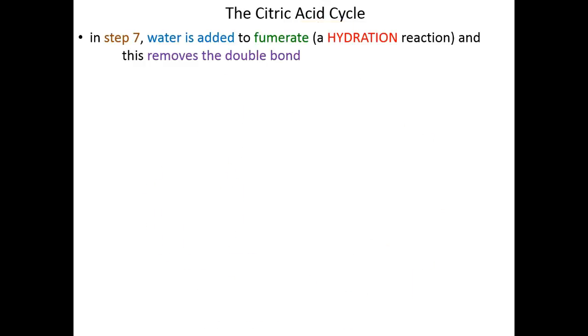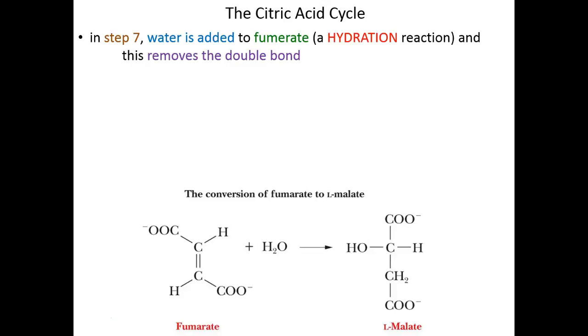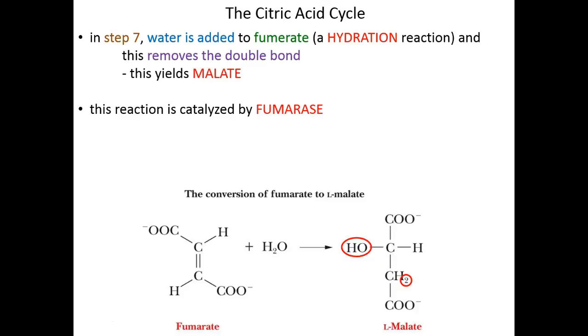Now in step 7, a hydration reaction where we add a single water molecule to fumarate, creating malate. We can see here that fumarate is made into malate when we take this water molecule and split it, and put 1 proton on carbon 3 and the hydroxyl group on carbon 2. That breaks the double bond between those 2 carbons. This reaction is catalyzed by an enzyme named fumarase, which you will not need to know by name.